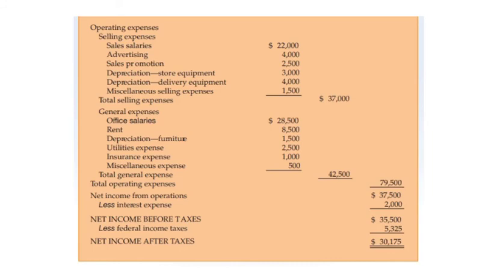Although these taxes may or may not be payable immediately, they are an expense that must be deducted from income. This leaves Northeast with a net income after taxes of $30,175. This amount may be used to pay a dividend to stockholders, retained or reinvested by the firm, used to reduce the firm's debts, or all three.